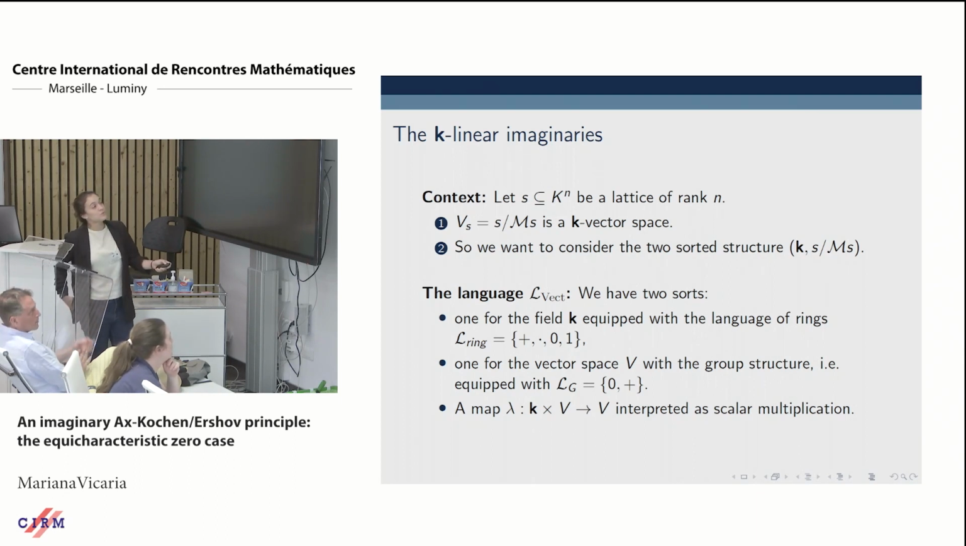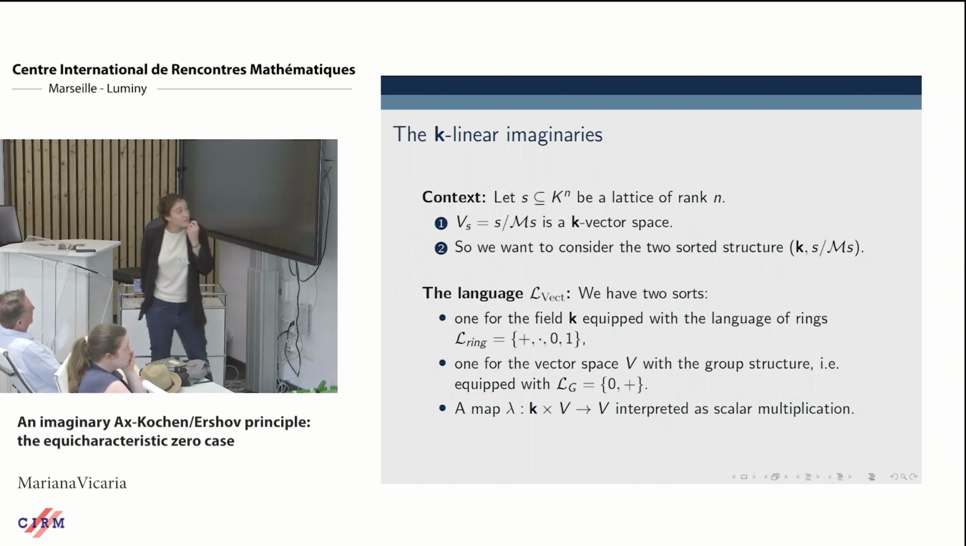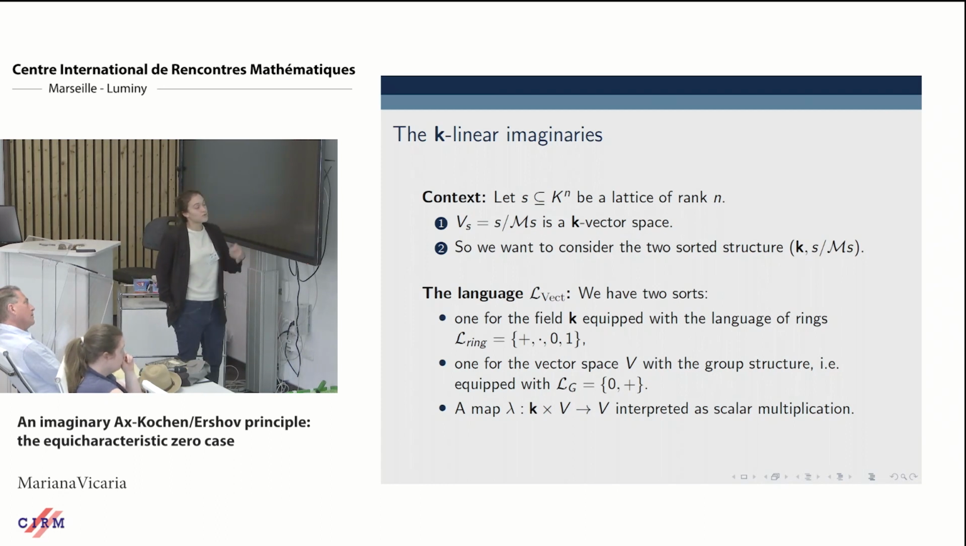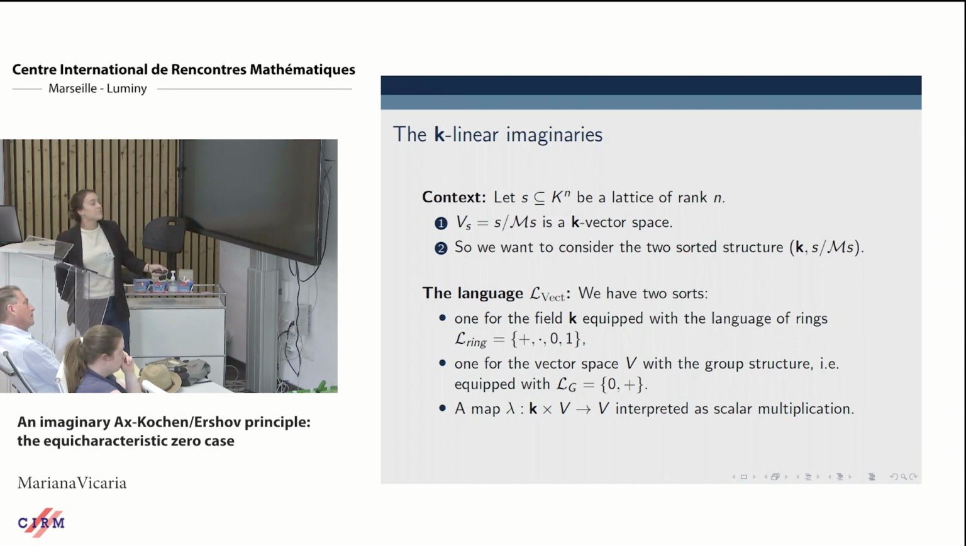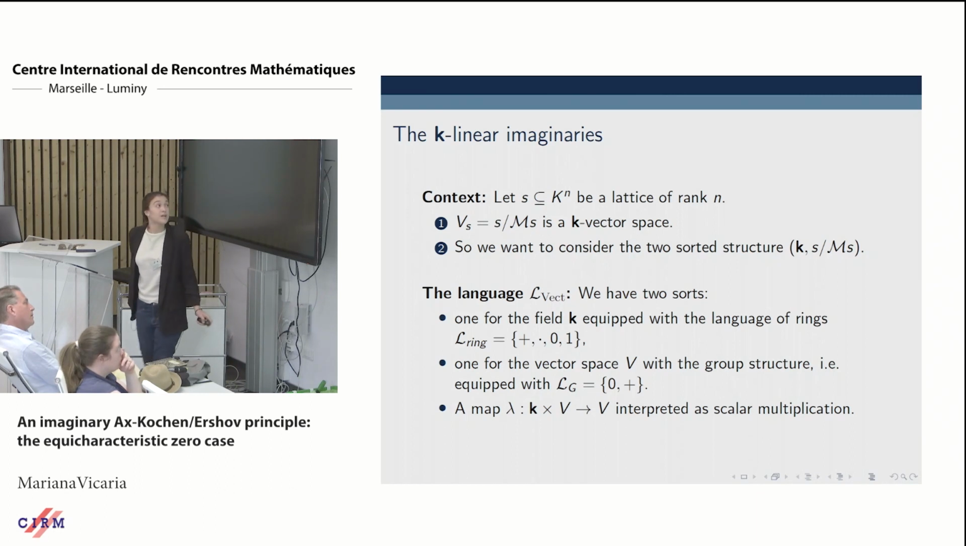So now what we want to do is we want to consider the two-sorted structure, right? Where on one side I have the residue field, and on the other one I have the reduction of S by the maximal ideal. So I'm going to introduce the language of vector spaces, right? Where we're going to have two sorts. In the first sort, I'm going to have a sort for the field that I'm going to equip with the language of rings. And in the second sort, I'm going to have a sort for the vector space V, right, that I'm going to equip with the language of groups. So I'm going to have the zero and then the addition. And then I'm going to have a map that goes from the Cartesian product of the residue field and the vector space into the vector space that we're going to interpret as usual scalar multiplication.